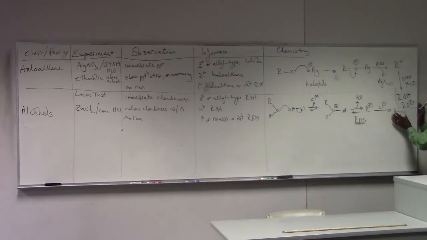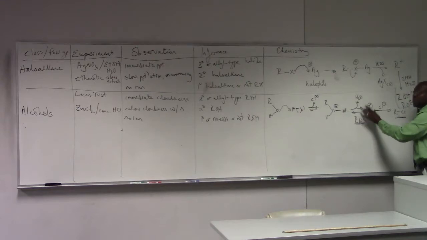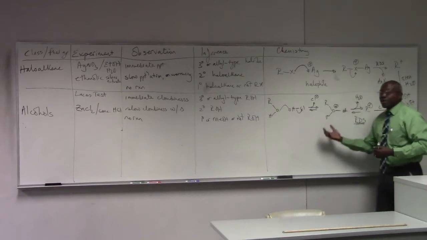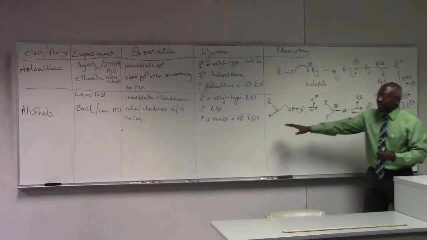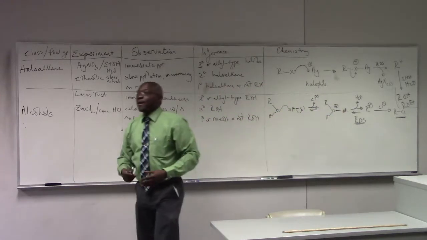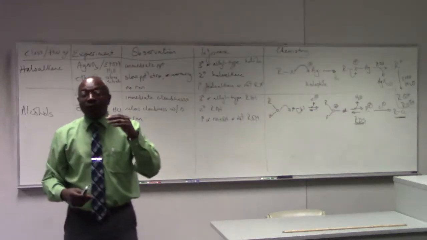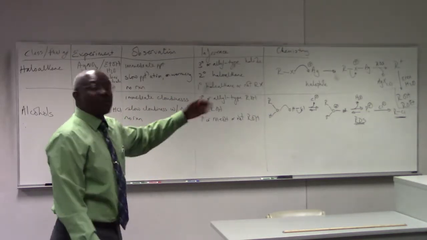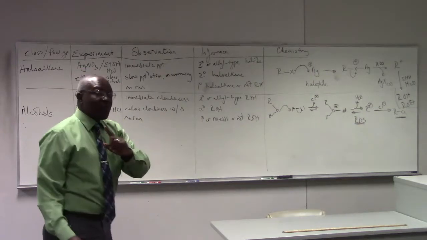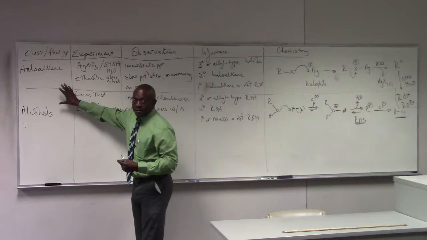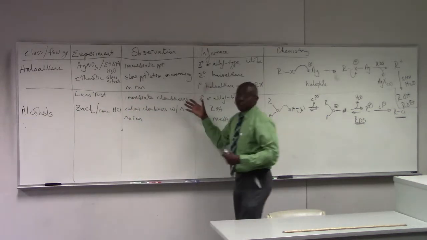So if cloudiness happens immediately, that's because the carbocation is stable, which means it's tertiary or allyl type. If it's a secondary carbocation, it forms kind of slowly, the same graph we had earlier, and you often have to warm it to provide the extra amount of energy. If it's not an alcohol at all, or if it's primary or methyl, it can't make the carbocation, then we don't see cloudiness at all.